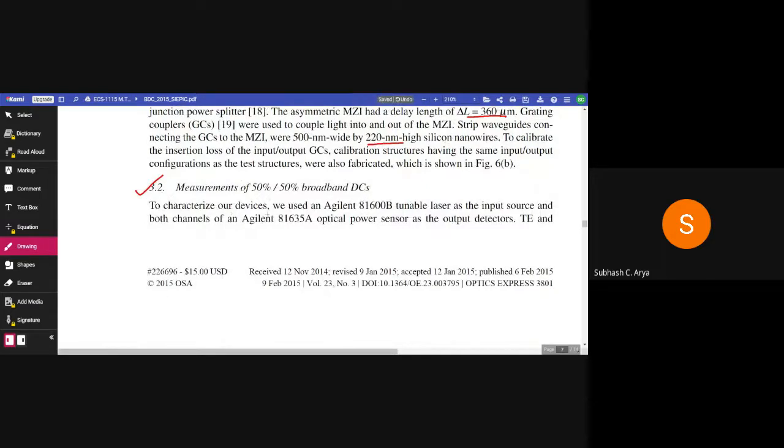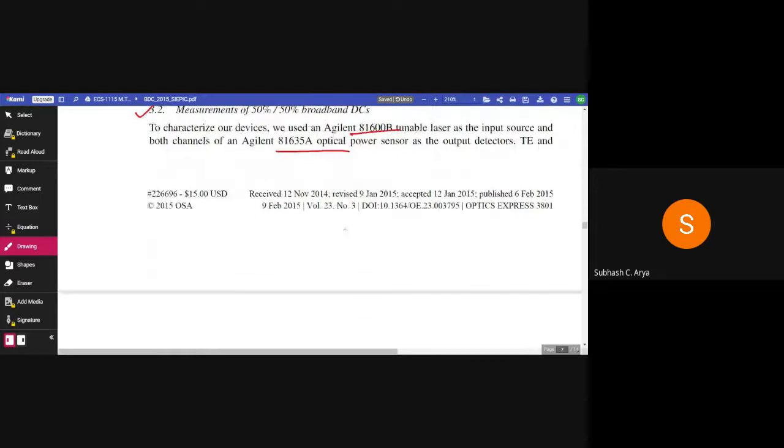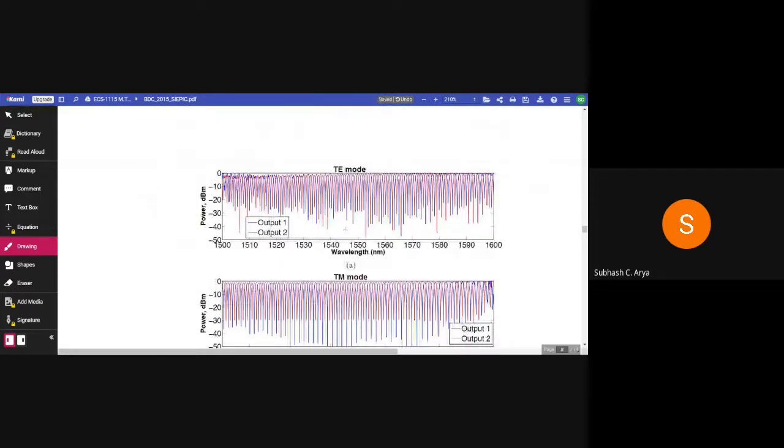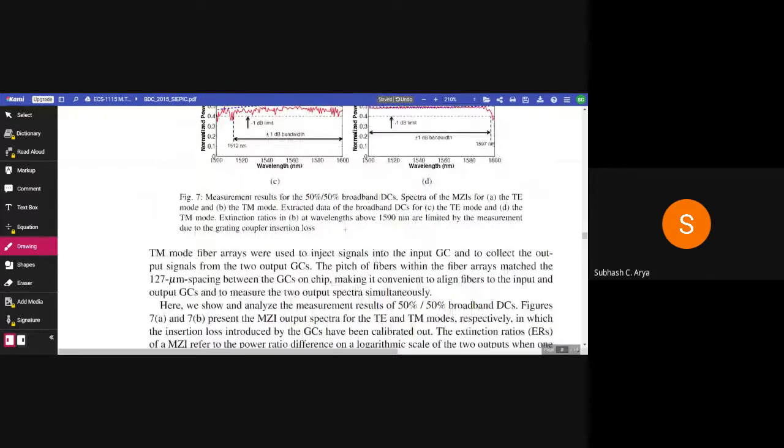To characterize our device, we used an Agilent 81600B tunable laser as the input source and both channels of an Agilent 81635A optical power sensor as the output detector. So this is the laser and these are the detectors. TE and TM mode fiber arrays were used to inject signal into the grating coupler and to collect the output signal from the two GCs.